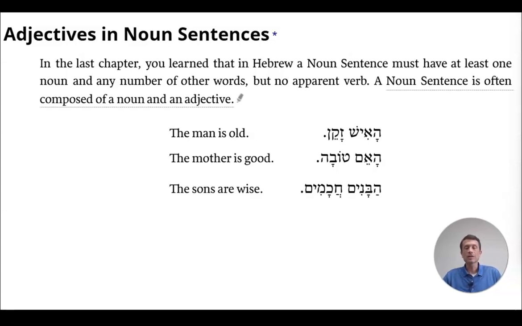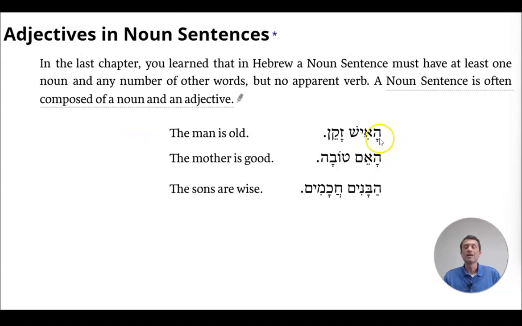It has to agree in gender and number, but it cannot have the definite article. So those are the things to recognize in that. So if it's being used predicatively or in a noun sentence, the adjective cannot have the definite article. It has to agree in gender and number, and it can come either before or after the noun it modifies.